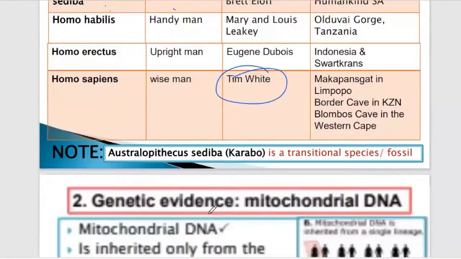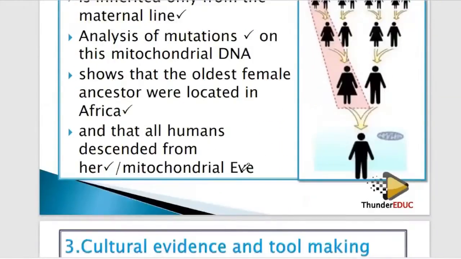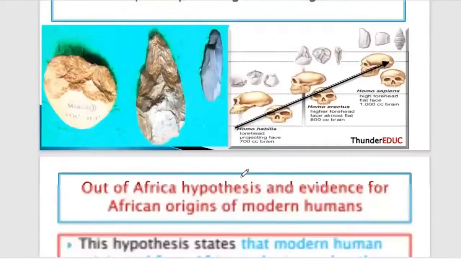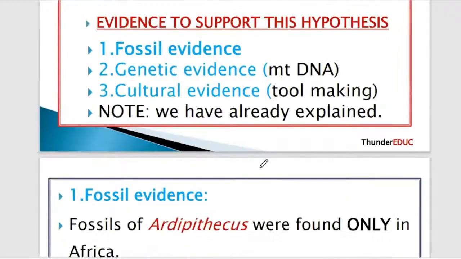Yes. But now, how do we use this as genetic evidence? These marks, please. Evidence to support the out of Africa hypothesis. How do I use this?